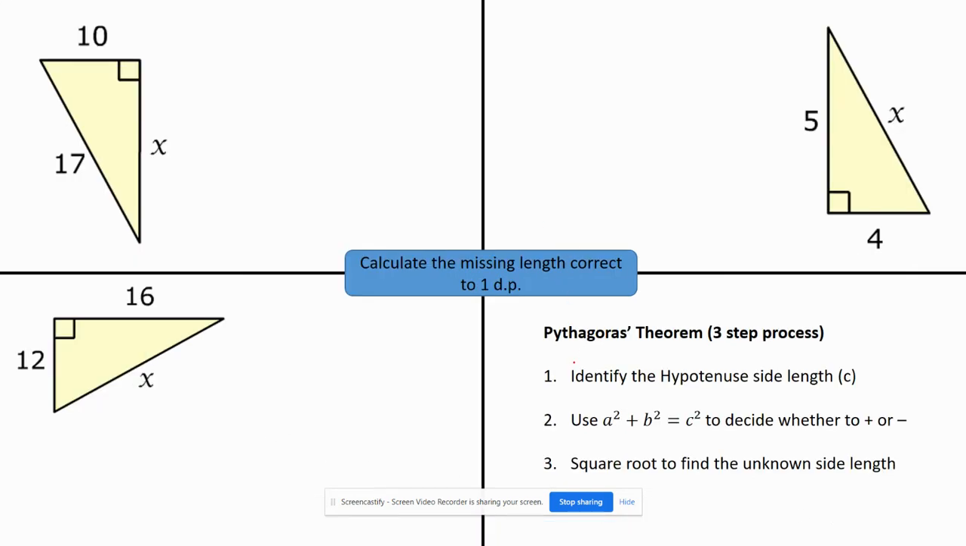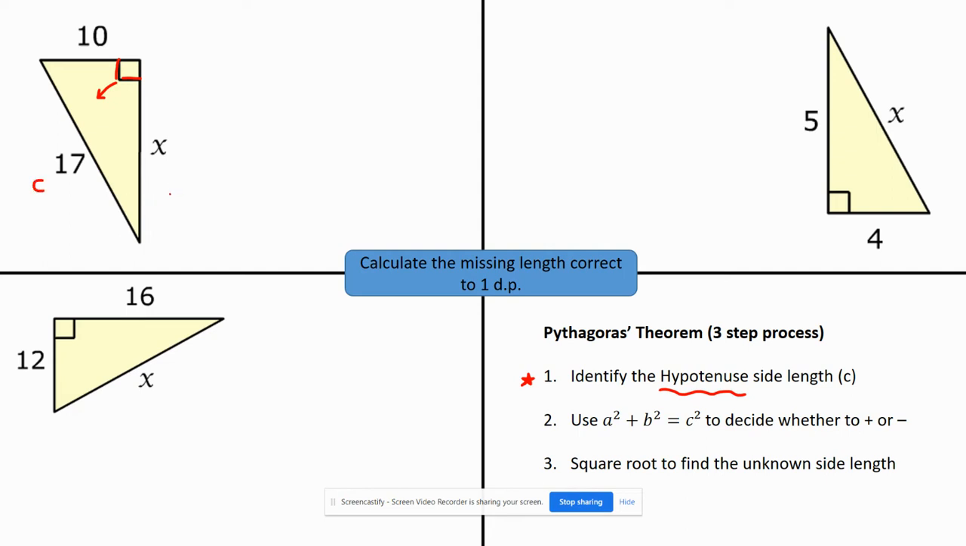I've written down here a three-step process, and these three areas are the three areas that sometimes students make mistakes in. At the end of this video, that will not be you, hopefully. Step one, can we identify the hypotenuse, keyword alert, of each of these triangles? Well, the hypotenuse is found by looking at the right angle. The right angle always points towards the hypotenuse. So in this first triangle, the hypotenuse is a length of 17, and we label that side C.